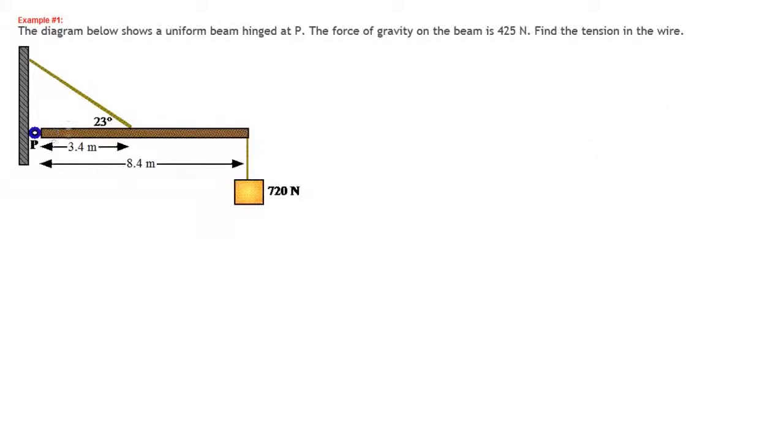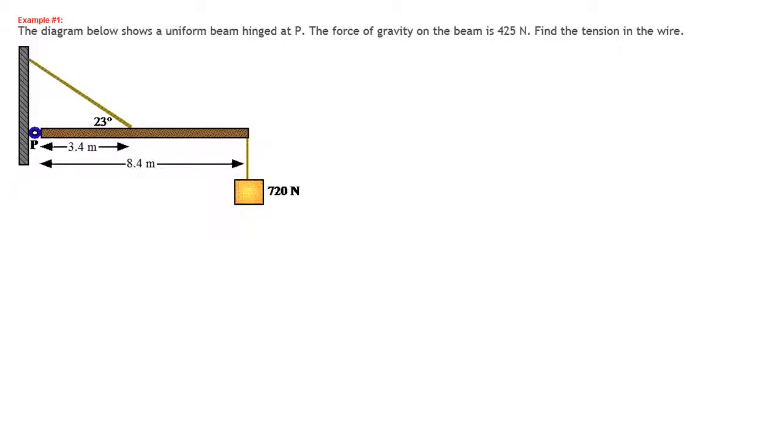Here we see a long uniform beam hinged to a wall at the left with a cable attached at an angle of 23 degrees at a distance of 3.4 meters from the wall. Hanging from the end of the beam is a 720 Newton weight. And the idea is to figure out what the tension in the wire is.